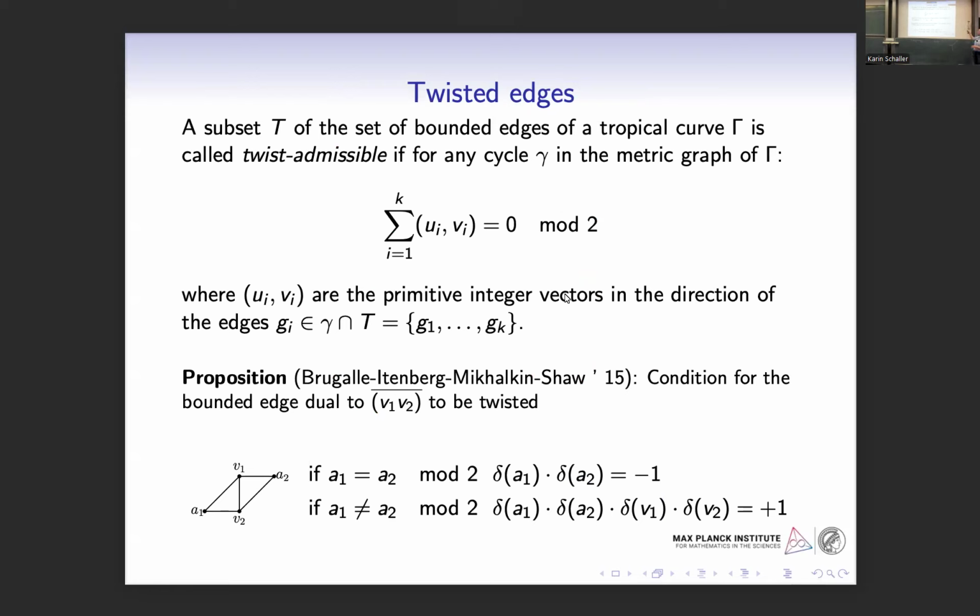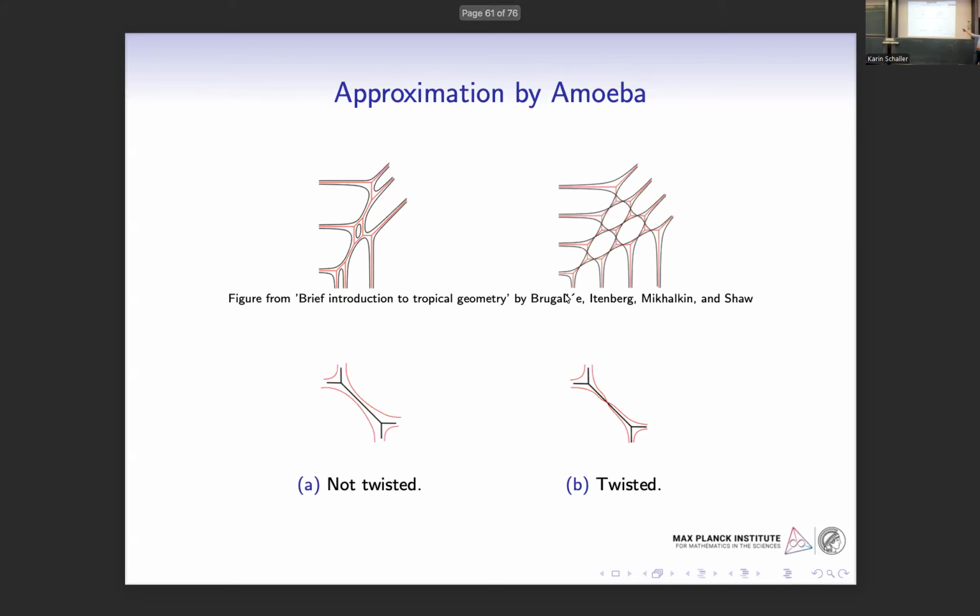Okay, so this is the combinatorial definition of what is a twisted edge. Basically it means in the metric graph of our tropical curve, if I have a cycle, the primitive integer vectors of the twisted edges have to sum to 0 modulo 2. And then if I have a real, that's then the twist admissible set, which means it can come from such an approximation.